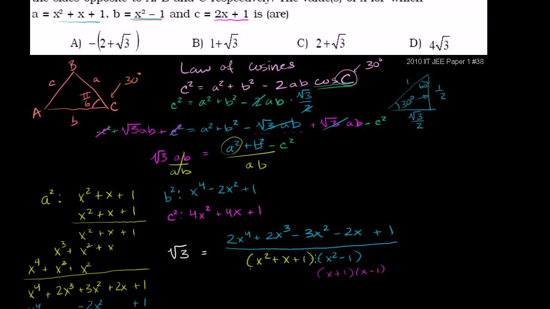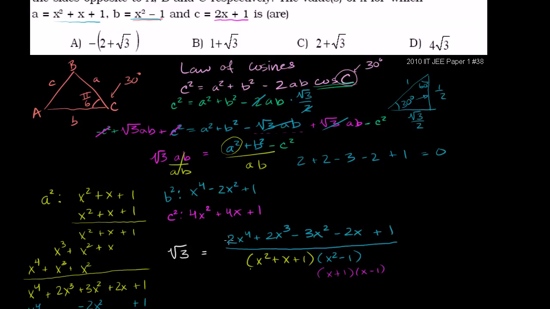So let's just try it with 1. If we try 1 here, let's put 1 here and see if we get 0 over here. So we get 2 times 1 to the fourth, which is just 2, plus 2 times 1 to the third, which is just 2, minus 3 times 1 squared, which is just 3, minus 2 plus 1. So this is 4 minus 5 plus 1. That indeed equals 0. And let's try negative 1.